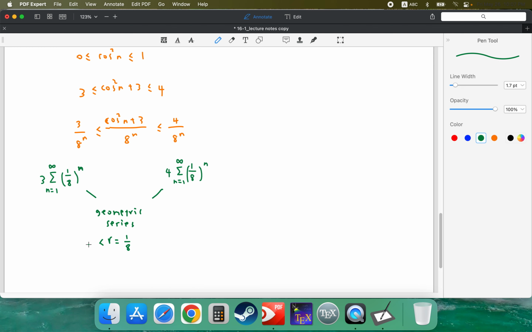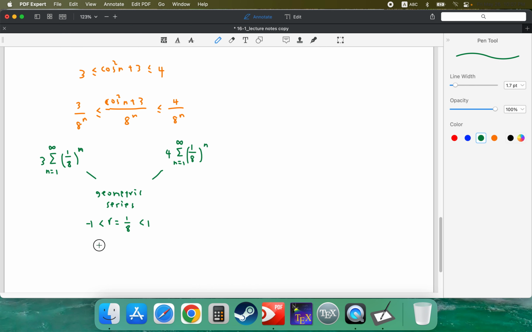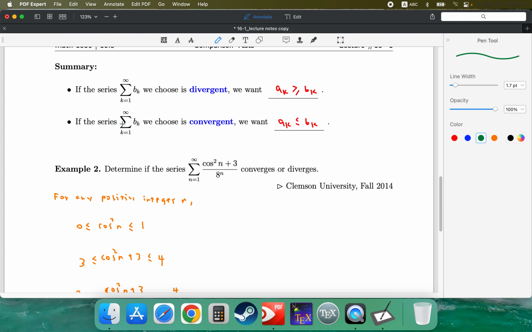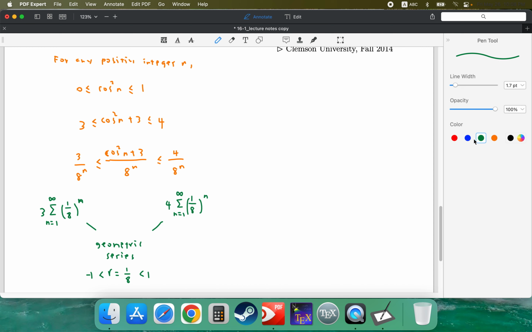Notice that 1 over 8 is between -1 and 1, so that means they both converge. Now notice that if the series we pick is convergent, then we want a_k to be less than or equal to b_k. So that means right here, we should use this inequality.